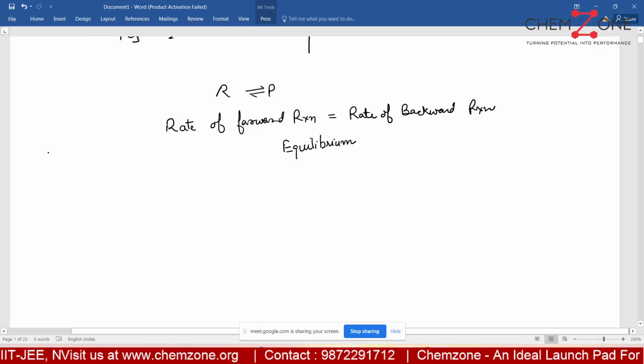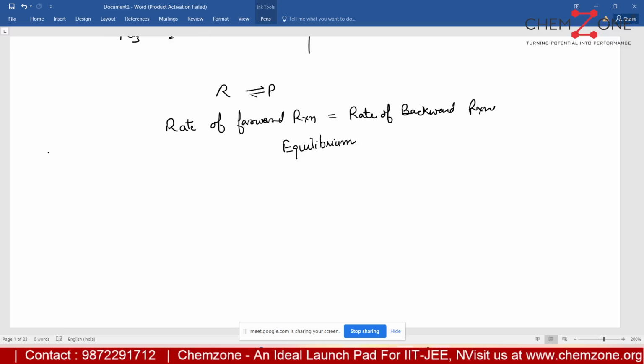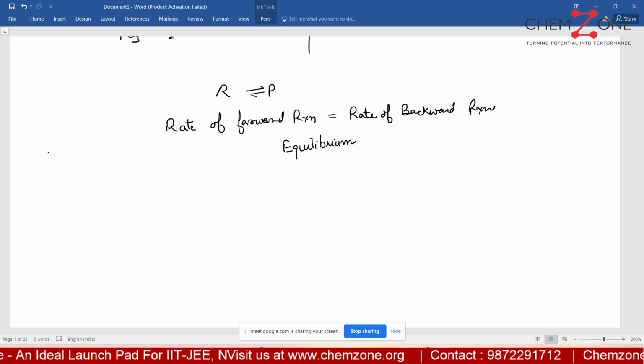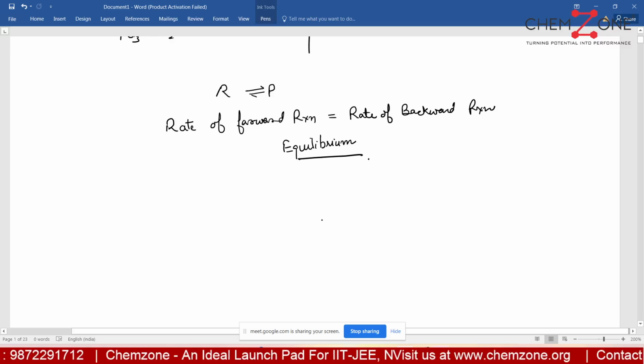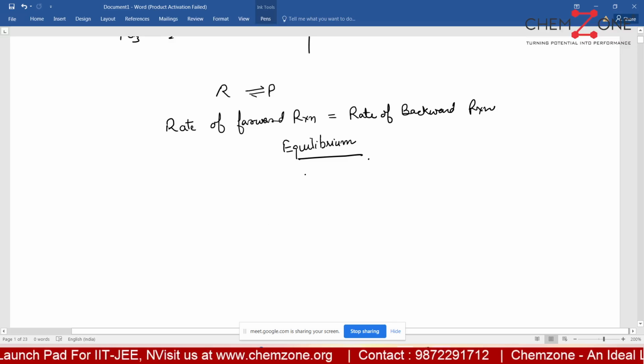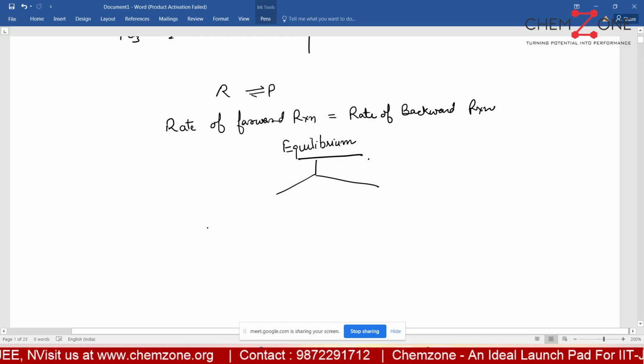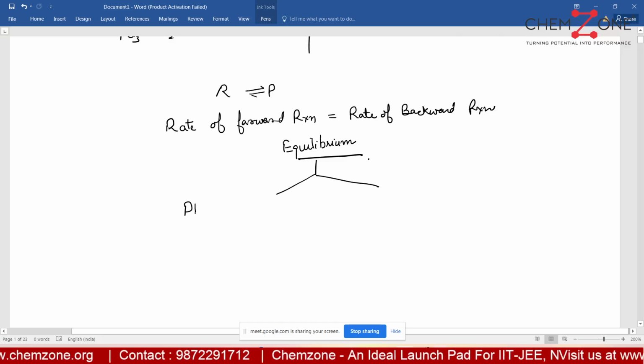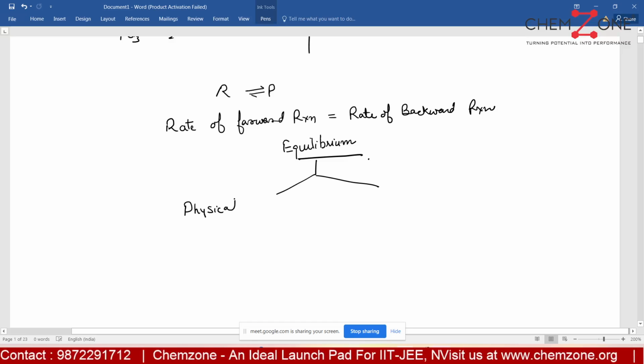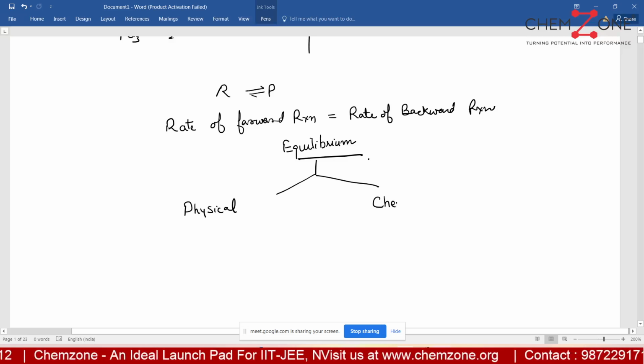Equilibrium means the state of a system when two phenomena are taking place simultaneously but opposite in direction. That reaction is called a reversible reaction, and the system is at the state of equilibrium. Am I clear? Yes, sir. So this equilibrium we will be studying in two categories. One is physical equilibrium and the second is chemical equilibrium.